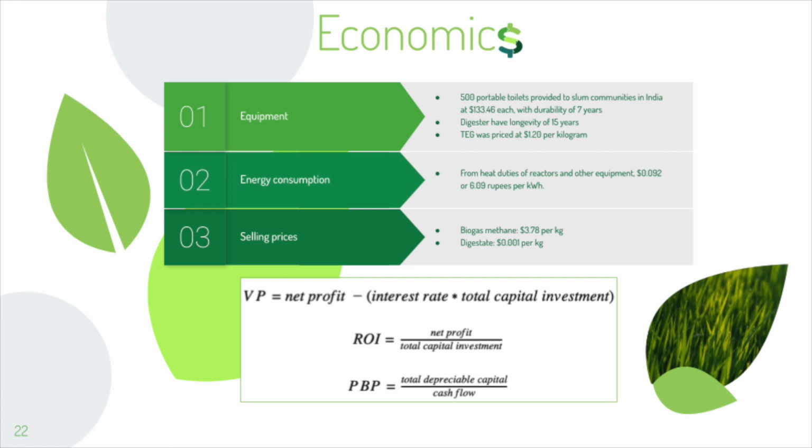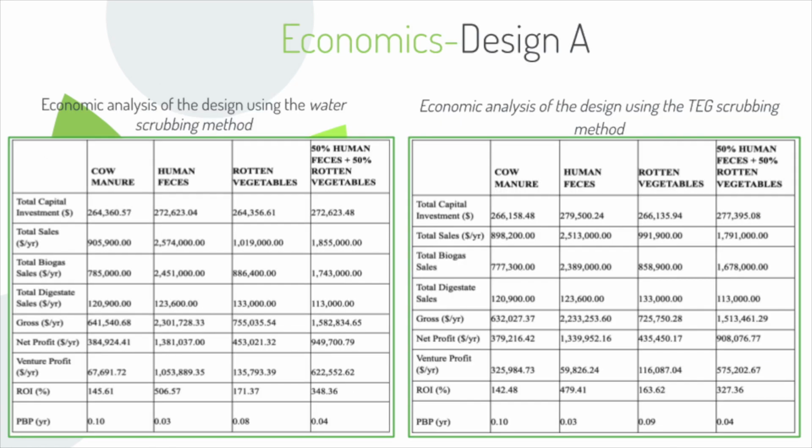To assess the economic profitability, the venture profit, return on investment, and payback period were calculated while considering cost. It was decided that the biogas methane will have a selling price of $3.78 per kilogram, and the digestate price will be less than $1 per kilogram. By analyzing the profitability of pure substrates, namely cow manure, human feces, and rotten vegetables, as well as a mixture of 50-50 human feces and rotten vegetables, it resulted that human feces generates the highest net profit of about $1 million USD, yielding the highest return of investment of 506% and resulting in a payback period of 0.03 years.